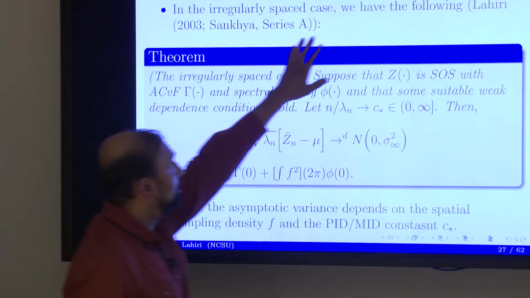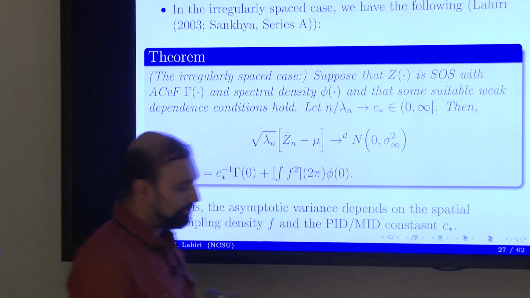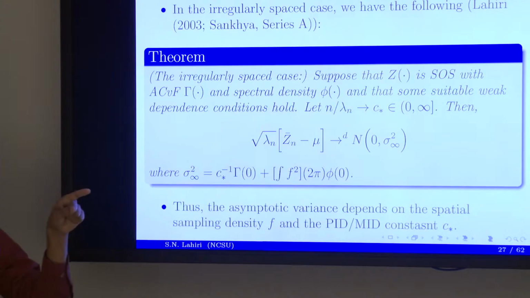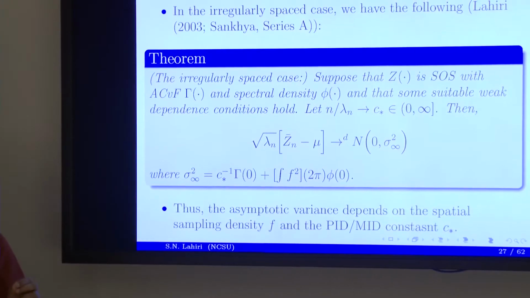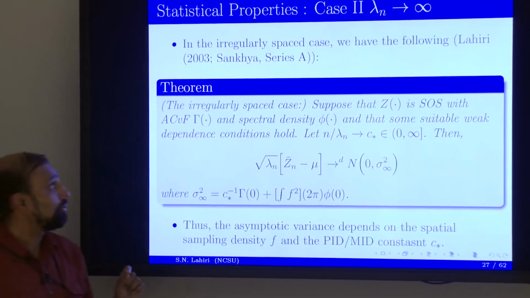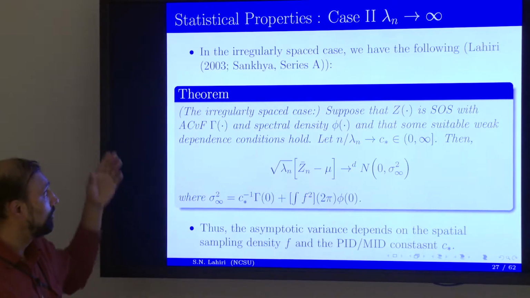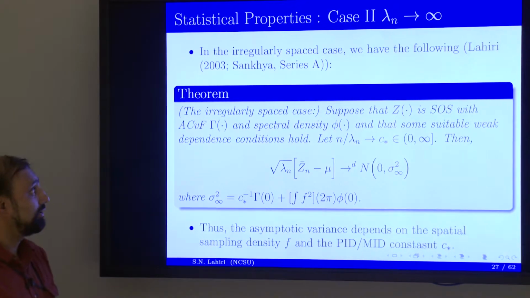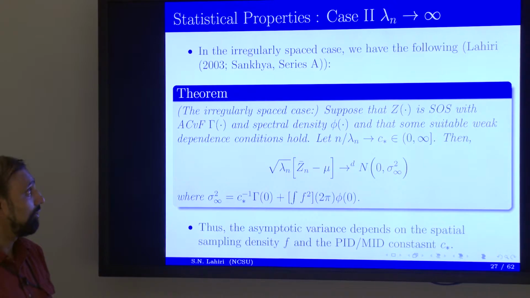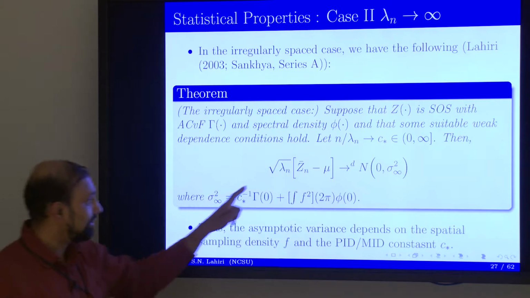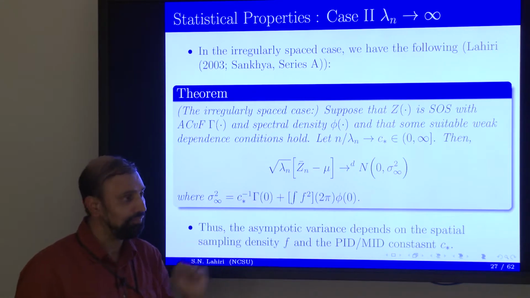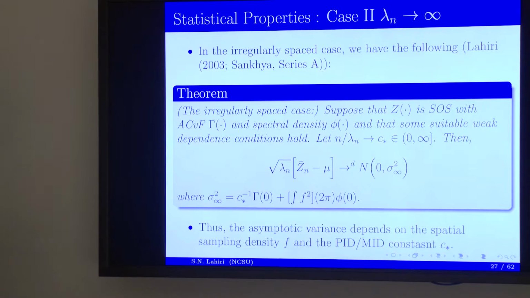So now we can leave out case 1. Case 1 is hopeless. If we are trying to estimate phi or capital gamma, that structure, case 1, is not going to work. So what we can do is to look at lambda n going to infinity, that is the increasing domain asymptotics. In this case, you get a central limit theorem with some modifications.